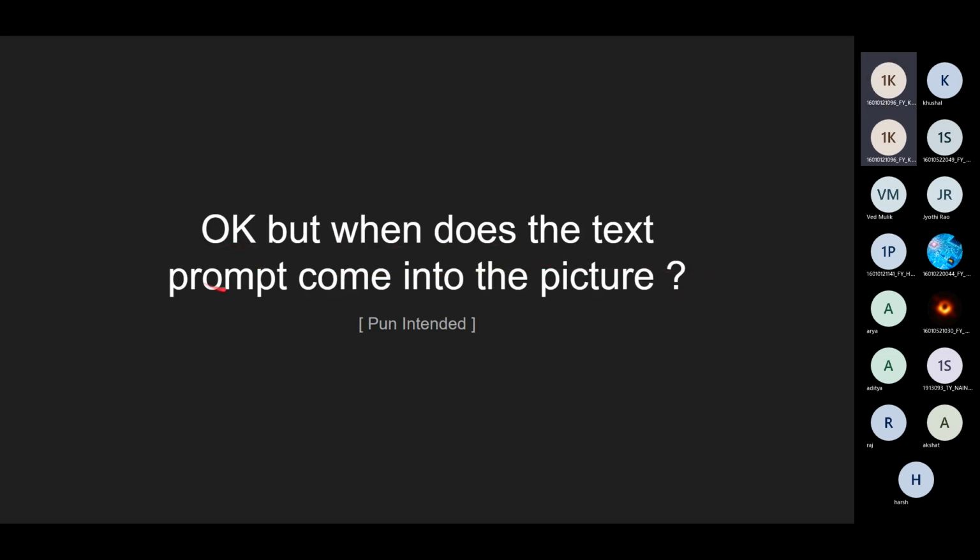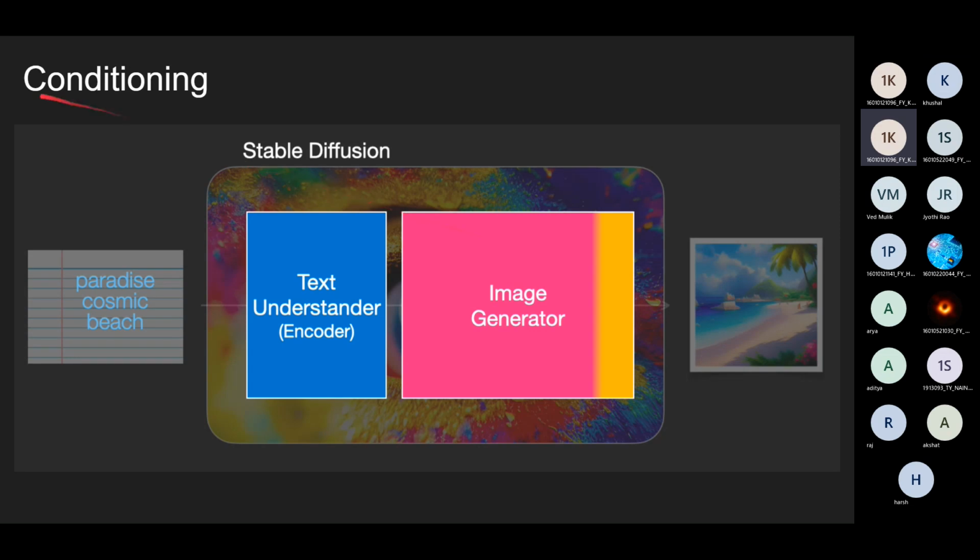Okay, but when does the text prompt come into the picture? A pun. But yes, so far we've only seen the generation part of the text to image model. We have not actually seen how the text prompt is used to condition this image generation part. This is something that we call conditioning. Our image generator that we have seen so far is conditioned with the help of a text encoder. So the text prompt that we give first goes into the text encoder and then into the image generator. It basically conditions the image generator to create a beautiful image that looks according to our text prompt.